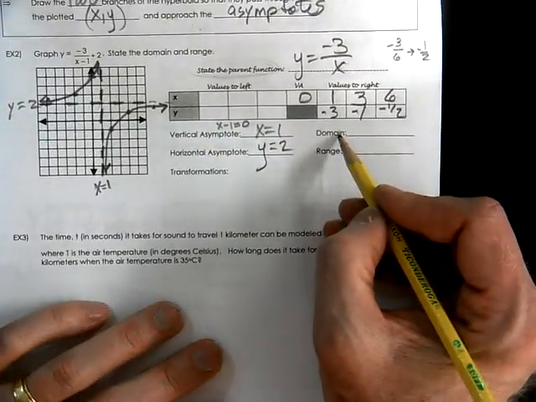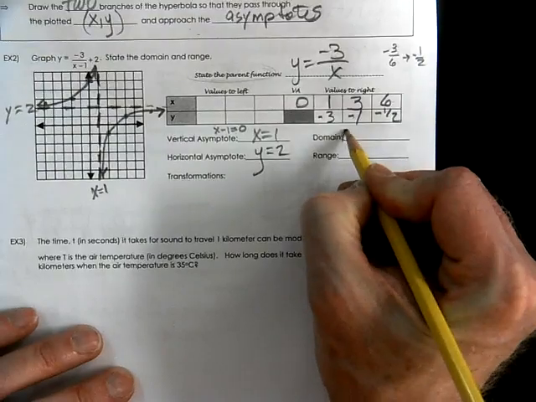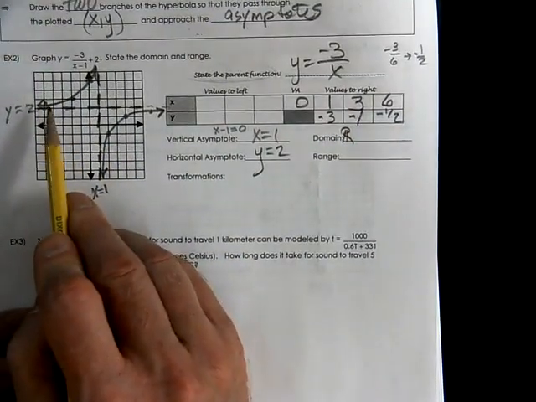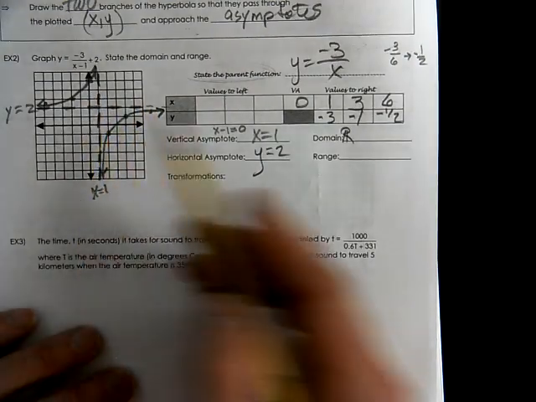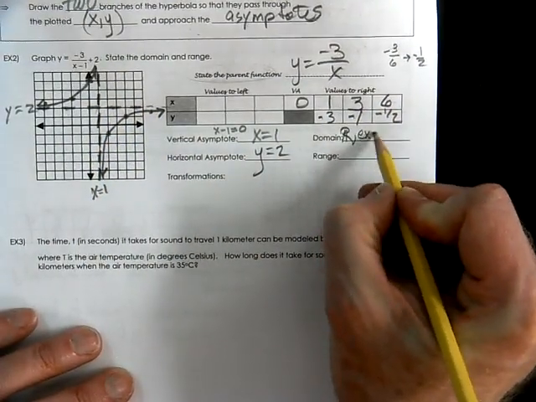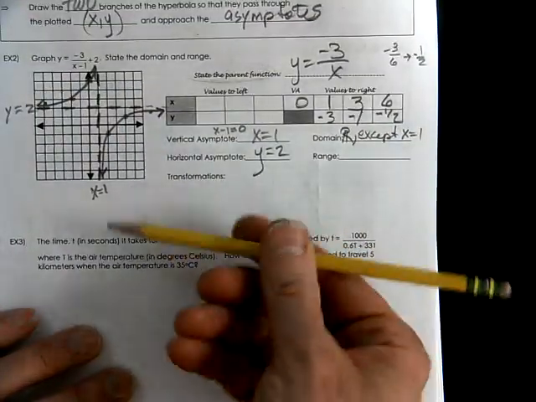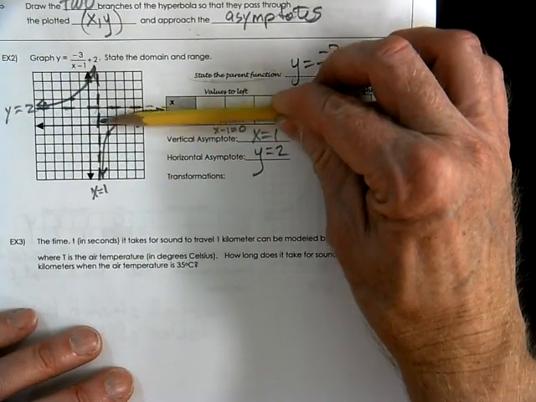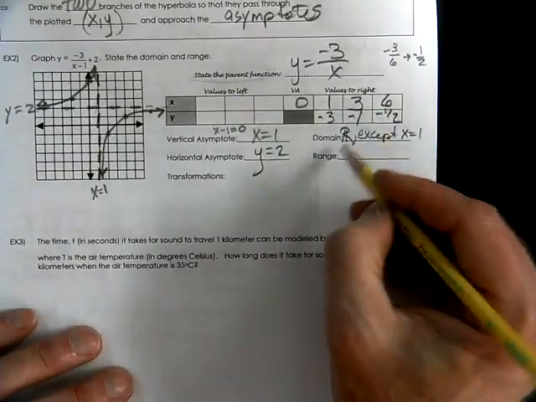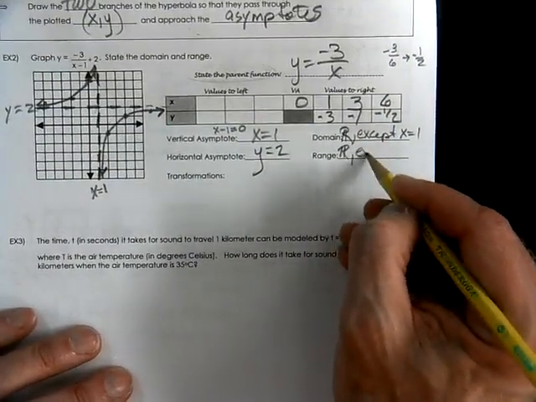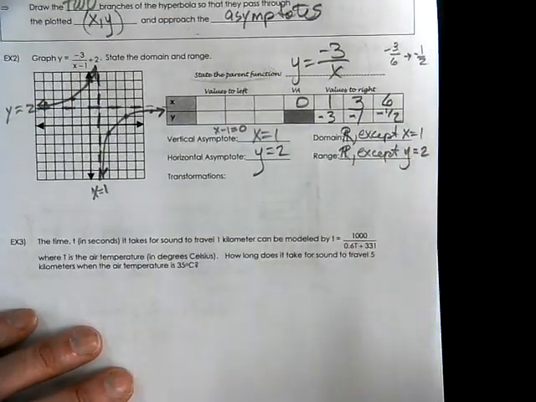What's our domain going to be? All real numbers. We get all real numbers except where x is 1. And what's our range values? All real numbers except where the asymptote is. So that is y equals 2.